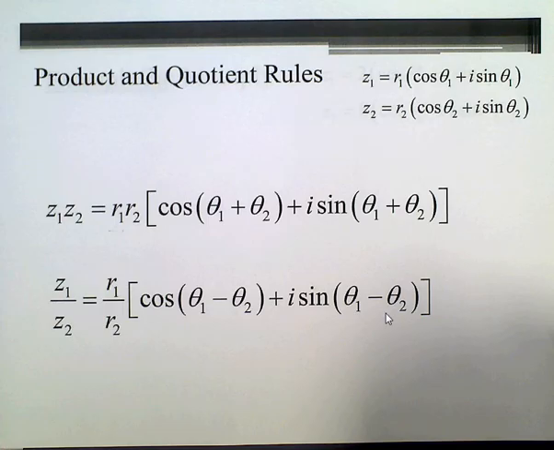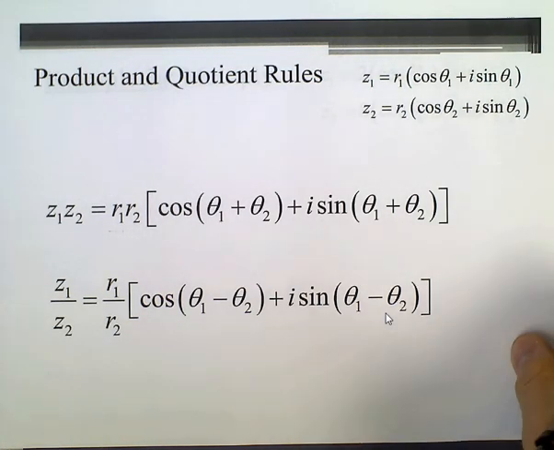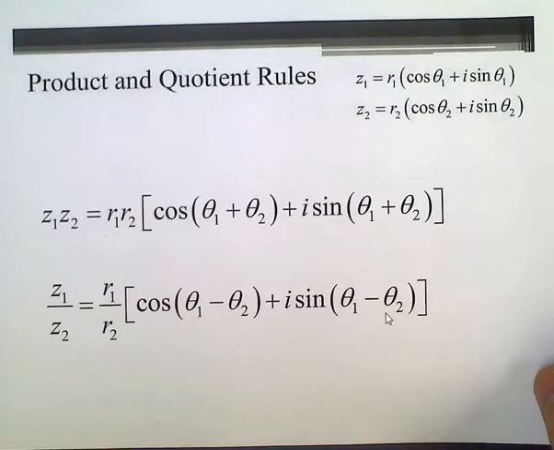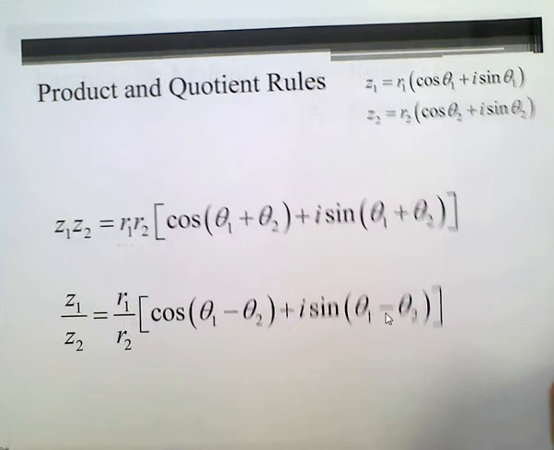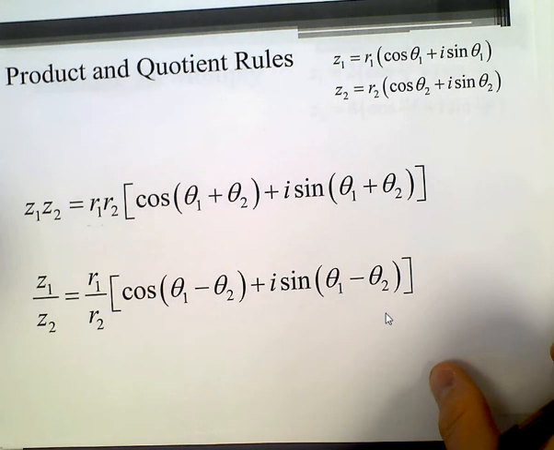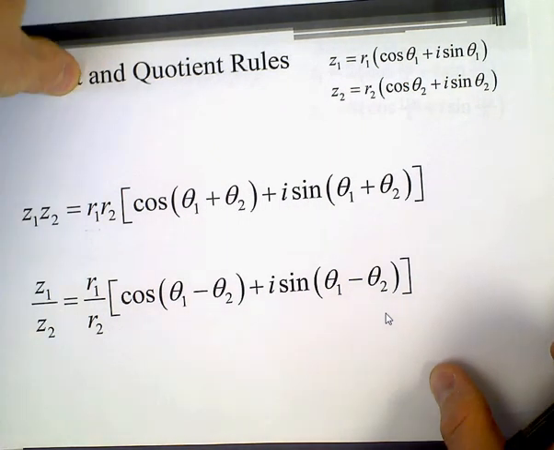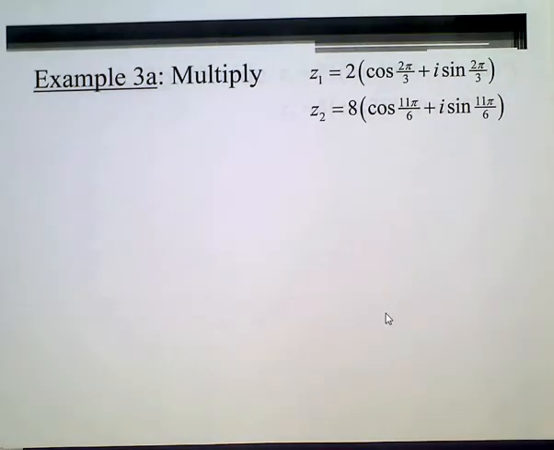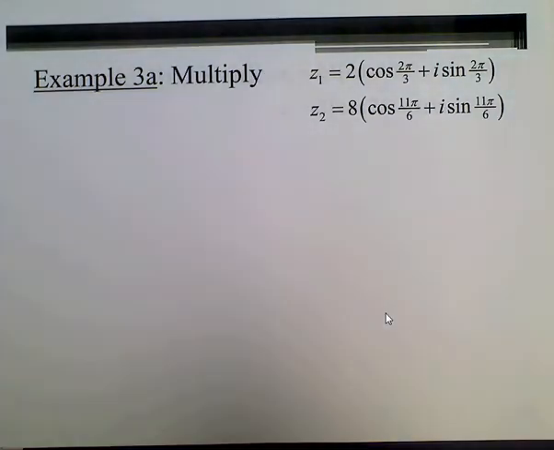Now there are some proofs behind these formulas involving trig sum-to-product and product-to-sum formulas, which if I have the chance down the line, I'll add a little proof video into this playlist. But right now we're just going to go with an example of each of the product and quotient rules. So let's start with an example of multiplication.